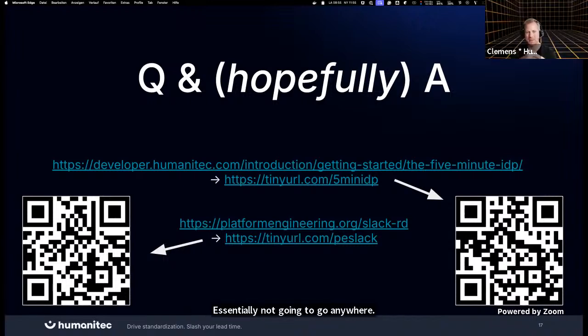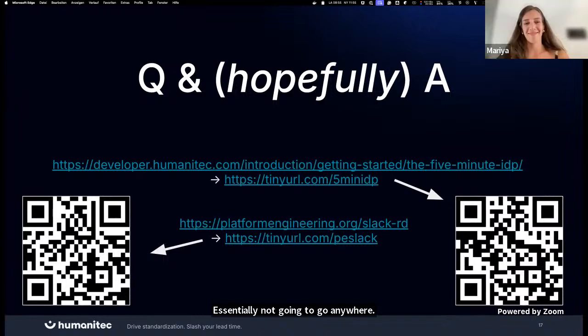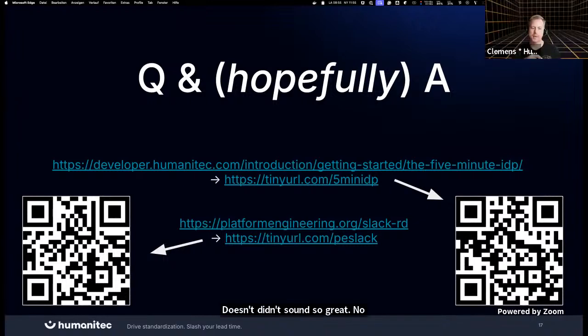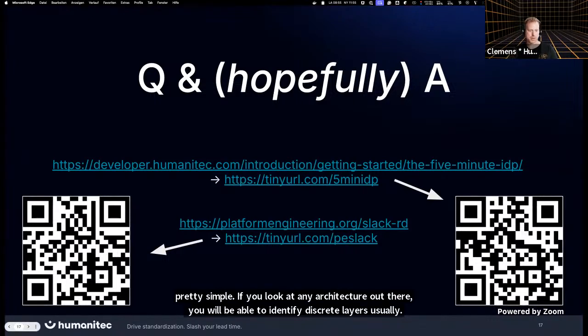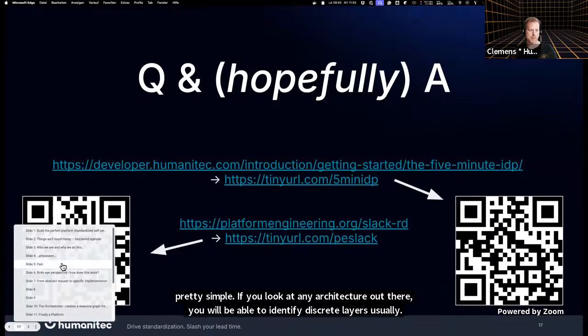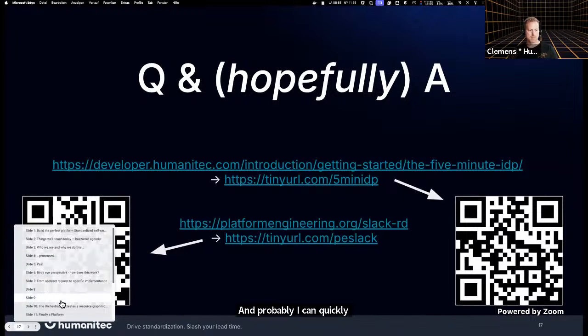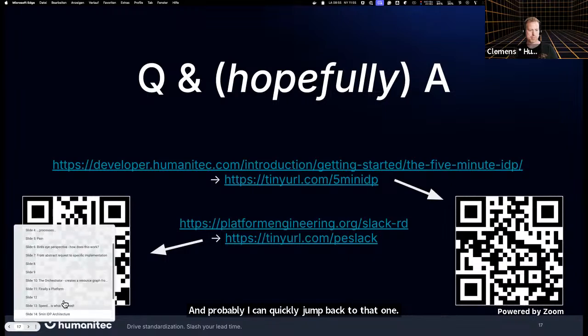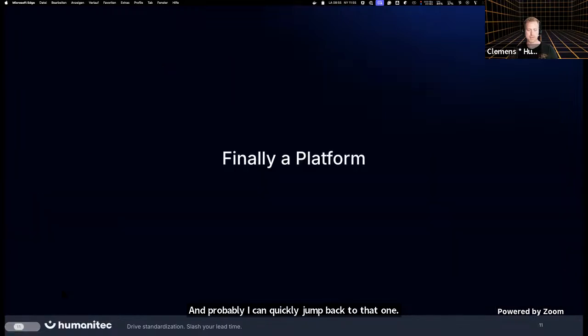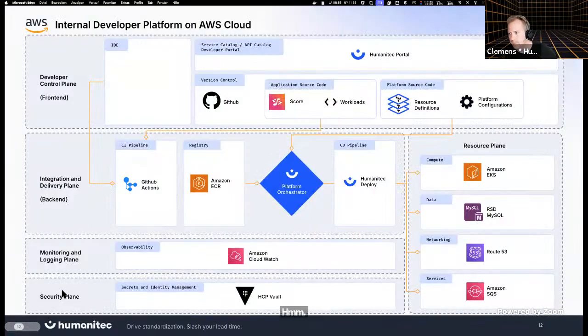That's a trick question, right? Didn't sound so great. No, and the answer is pretty simple. If you look at any architecture out there, you will usually be able to identify discrete layers. And probably I can quickly jump back to that one. Here we go. We've seen that reference architecture already.